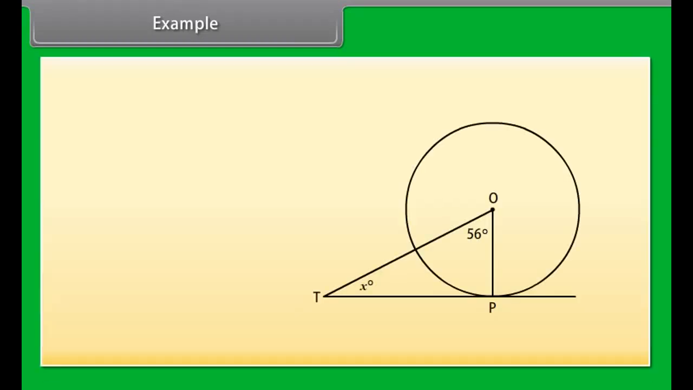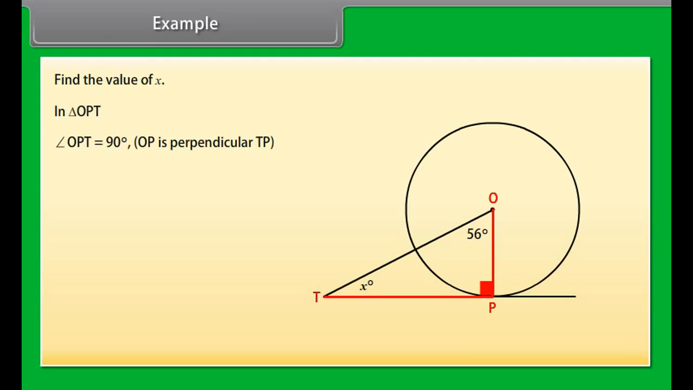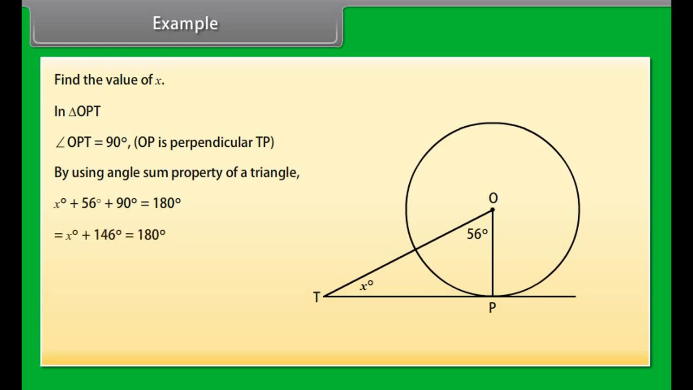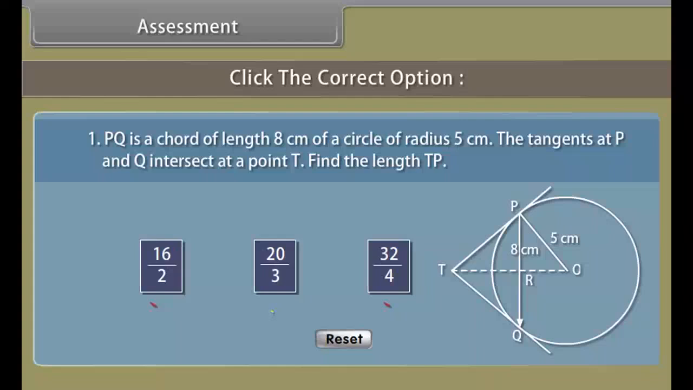Example. Look at the figure given. Find the value of x. In triangle OPT, angle OPT is 90 degrees because OP is perpendicular to TP. Also, by using the angle sum property of a triangle, we can say that x degrees plus 56 degrees plus 90 degrees is equal to 180 degrees, which is x degrees plus 146 degrees equals 180 degrees. Solving this, we get x as 34 degrees. Hence, the value of x is 34 degrees.